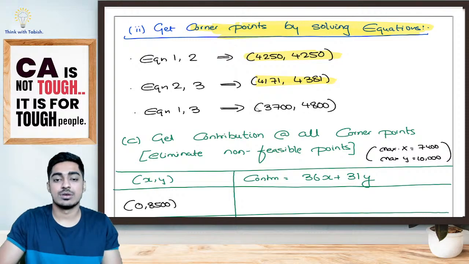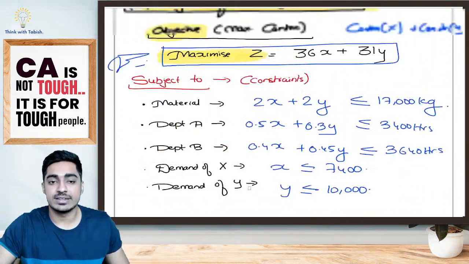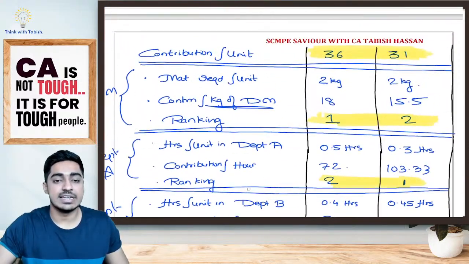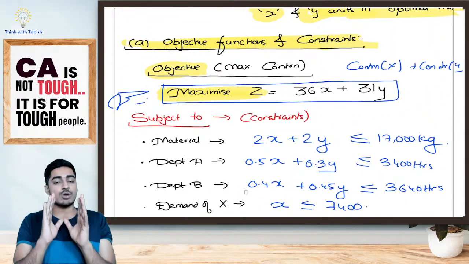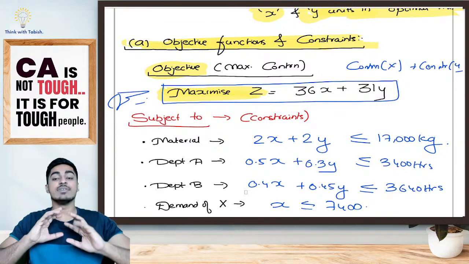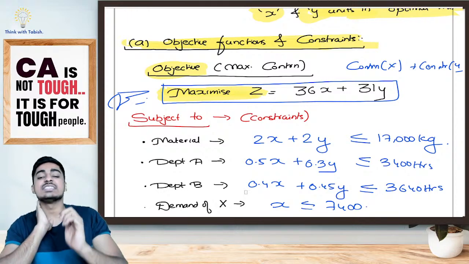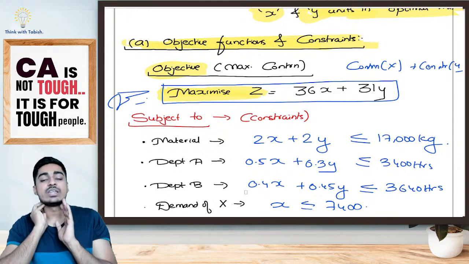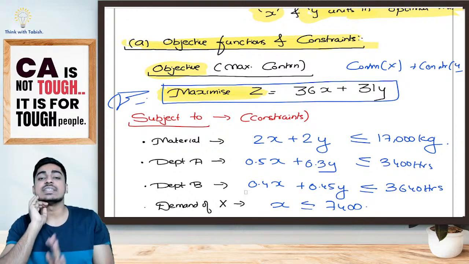Okay, this is what we will be doing. Again, I will tell you what we have done, simply, in the limited time we have. In LPP, what is our objective? First, we assume the number of units as X and Y. We are selling the goods, so our contribution should be maximum. So we say maximize contribution. How do we get the contribution? It is 36X plus 31Y. This is subject to the constraints.